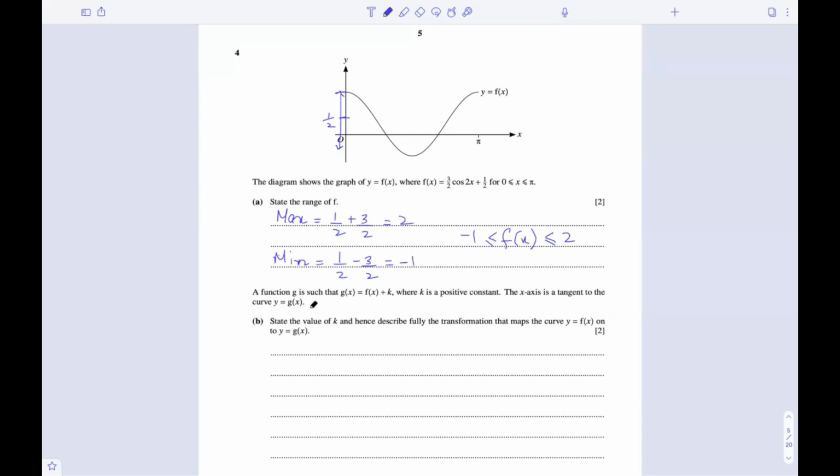In the next part, we have a function g that is equal to f of x plus k, where k is a positive constant. The x-axis is a tangent to the curve. Now, if the x-axis is a tangent to the curve, we know that the graph has basically moved upwards, which means that this point has moved 1 unit upwards, as the lowest point was minus 1. So we can say that k is equal to positive 1. As the movement was only 1 unit in the y direction, we can say that the transformation is a translation. As in translation, we either move in the x or the y axis. And in this case, we only moved in the y-axis, so we can say it was a translation of 0 and 1.